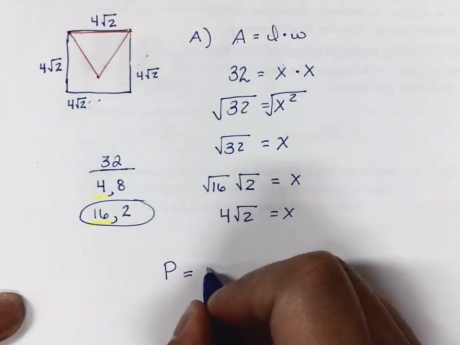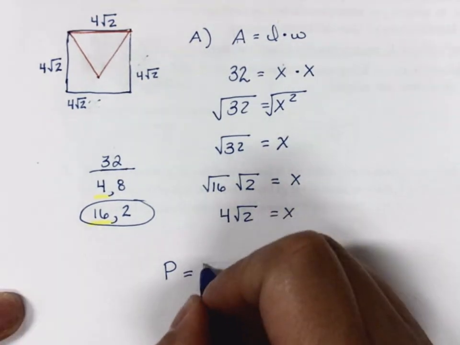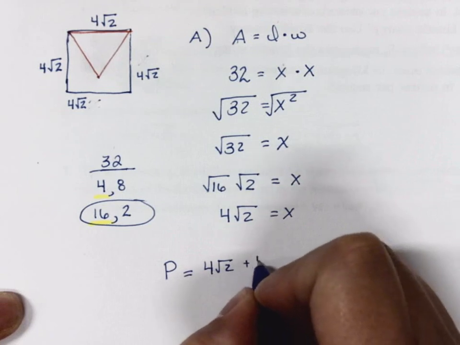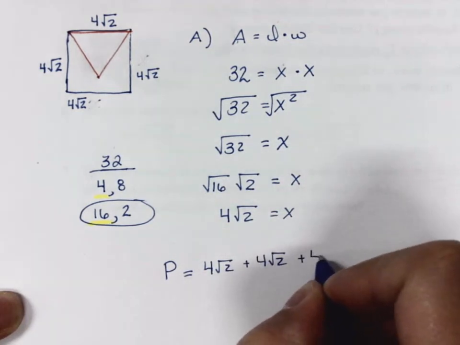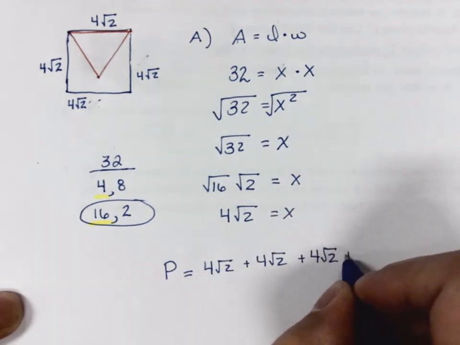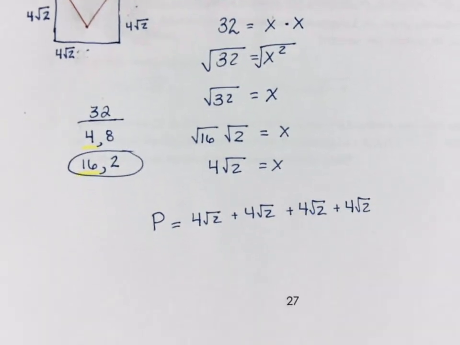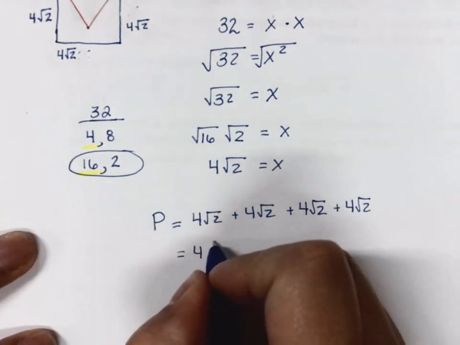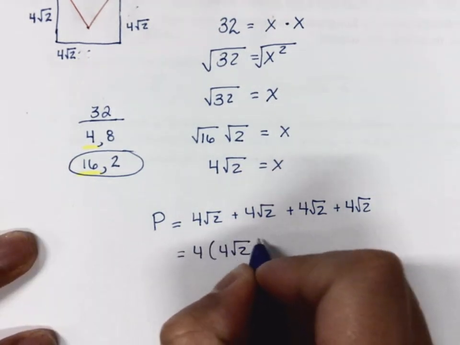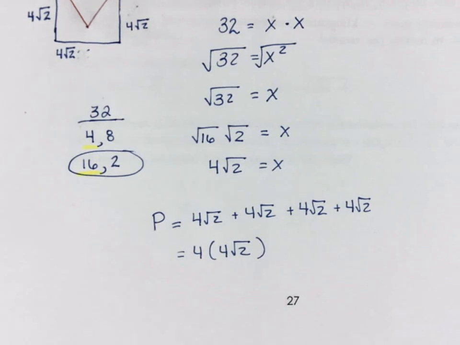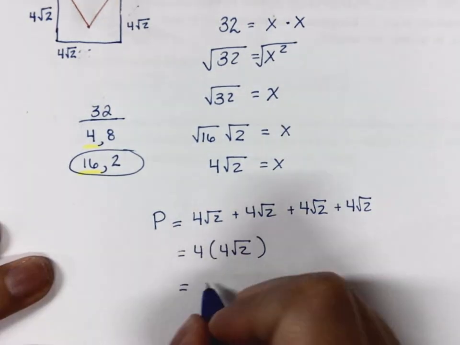Okay, so really what we're doing for perimeter is we're adding up all the sides. So 4 root 2 plus 4 root 2 plus 4 root 2 plus 4 root 2. Now, you could have said, hey, I have 4 of the exact same things, and I'm going to go 4 times 4 root 2, because that's going to give you the same answer. Multiplication is just repeated addition. Repeated multiplication is just an exponent. It's all linked together. So what's my perimeter?